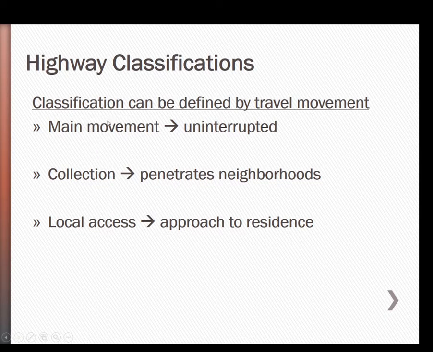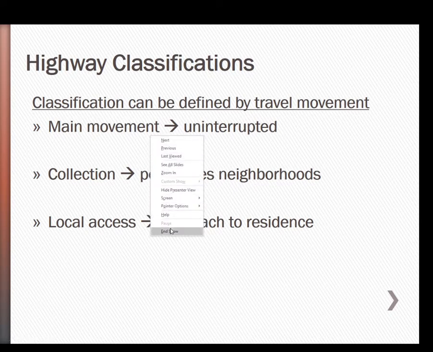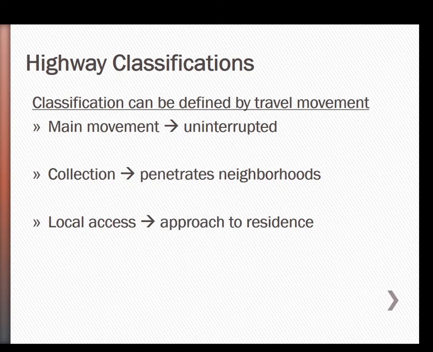Number one, the first one here, which we call the uninterrupted movement. Let me put my pointer here. This is what we call the main movement, where people want to go from one place to another with no interruption, so it's uninterrupted. And this gives us what we call mobility, which we're going to talk about now.